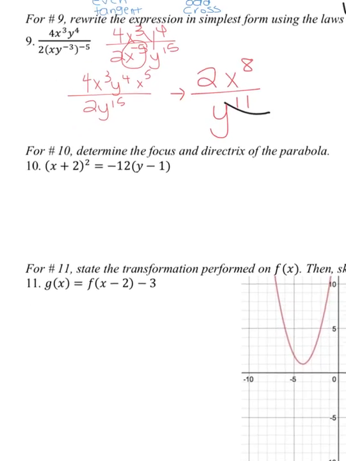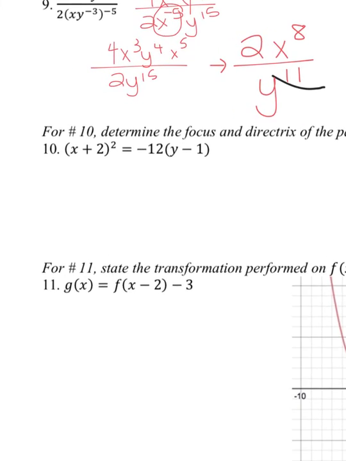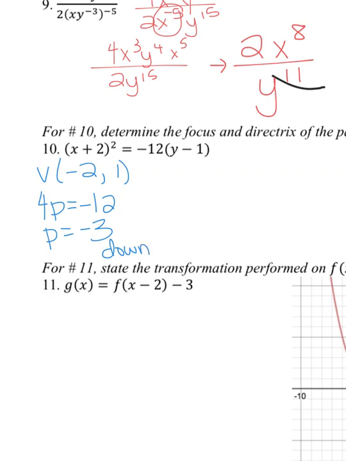With number 10, determine the focus and the directrix of the parabola. So it's been a while since we've done parabolas, right? This is in vertex form, which tells me that the vertex is negative 2, comma, positive 1. The signs flip. Also, 4p is equal to negative 12, which means p is equal to negative 3. Because p is negative, it's going to be concave down.